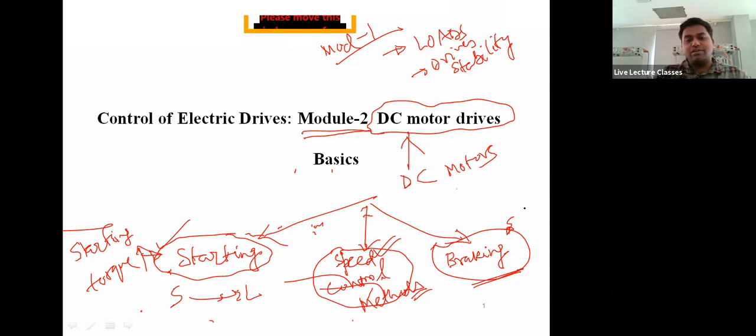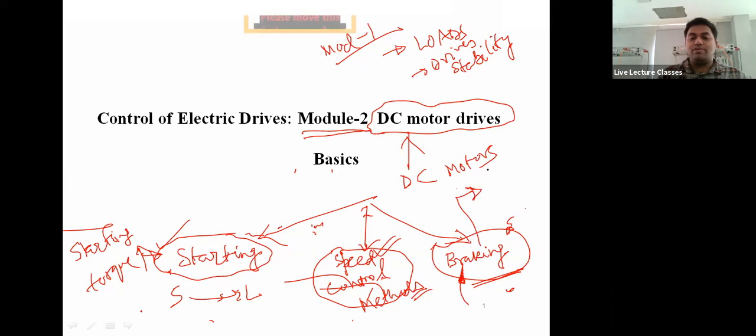Because you do not have control over the speed. So in order to have control over speed, you need some methods to control the speed of the machine, right? And then finally, when you are about to reach home, you will try to brake it. Now braking will be of 4 types, right?